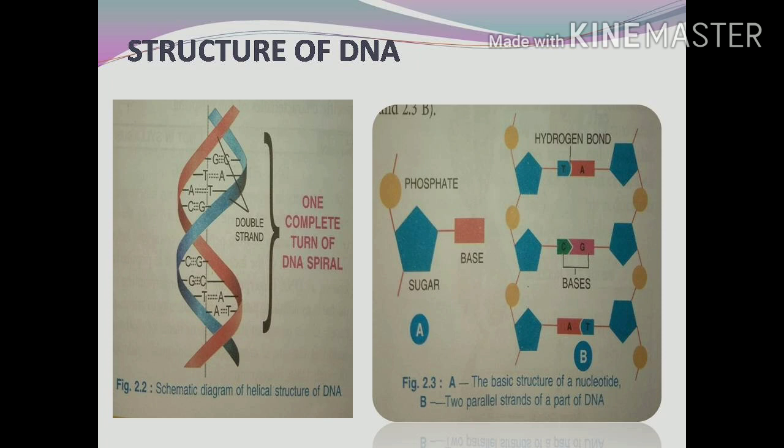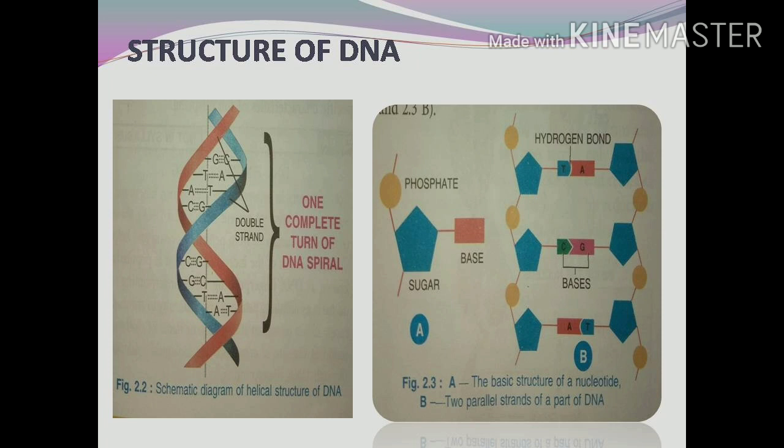Now, you can see the structure of a DNA molecule. In the first diagram, you can see the two strands. One strand is moving from 5' end to 3' end, and the other is 3' end to 5' end. In between, we can see the nitrogenous bases. So, this is the DNA molecule, a double helical structure. Here we can see the phosphate, pentose sugar and nitrogenous base. These three together we call a nucleotide.